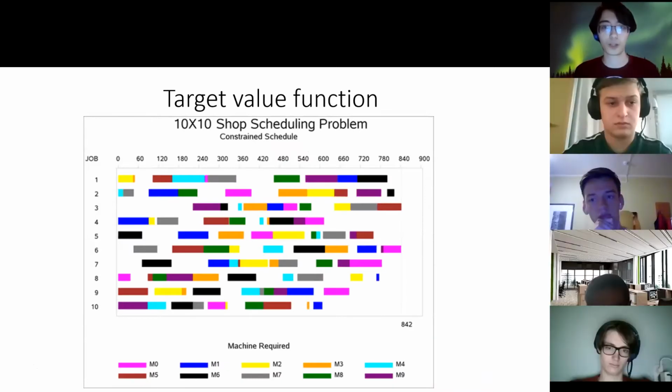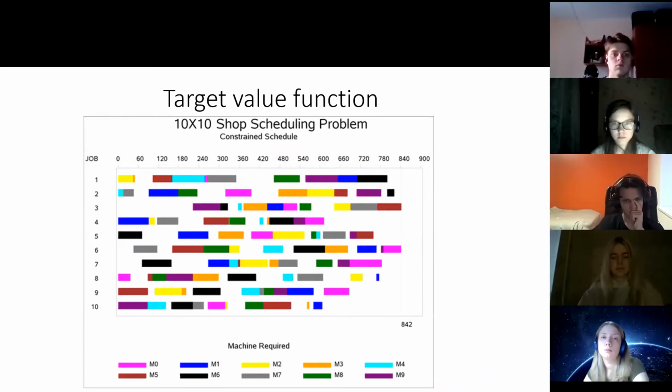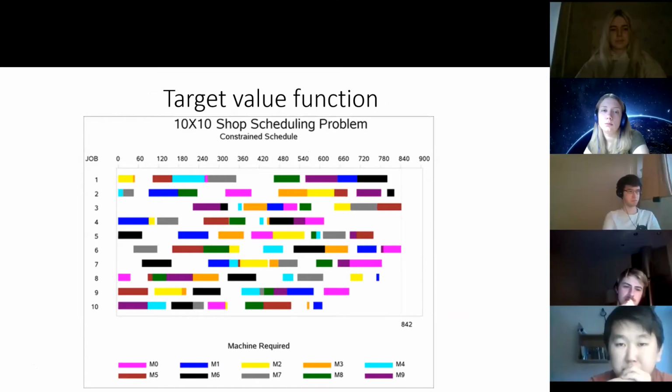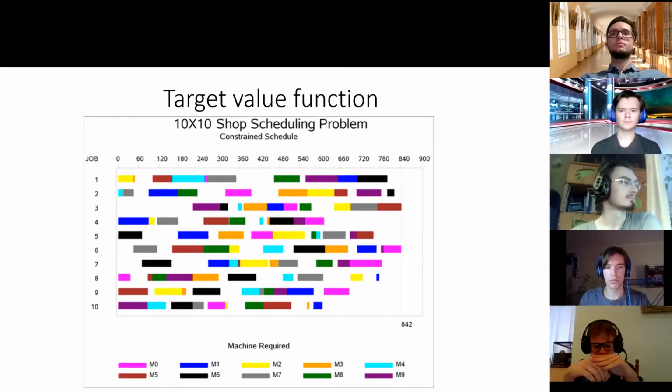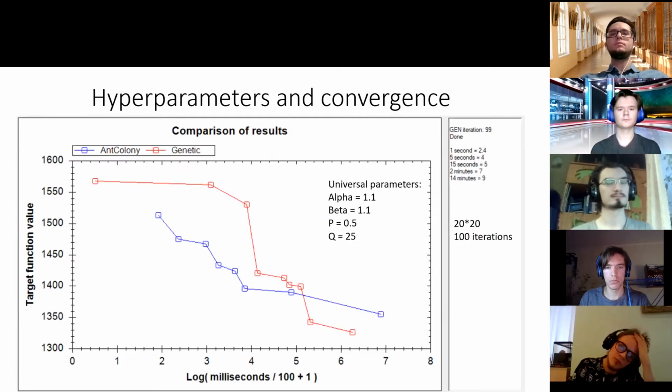The target value function here is makespan, of course, and you can see a visualization for 10 jobs and 10 machines here. It's a very NP-hard problem. And a small line graph. Here you can see that in a very hard case, 20 jobs and 20 machines, the colony works fine, but the genetic algorithm works better.